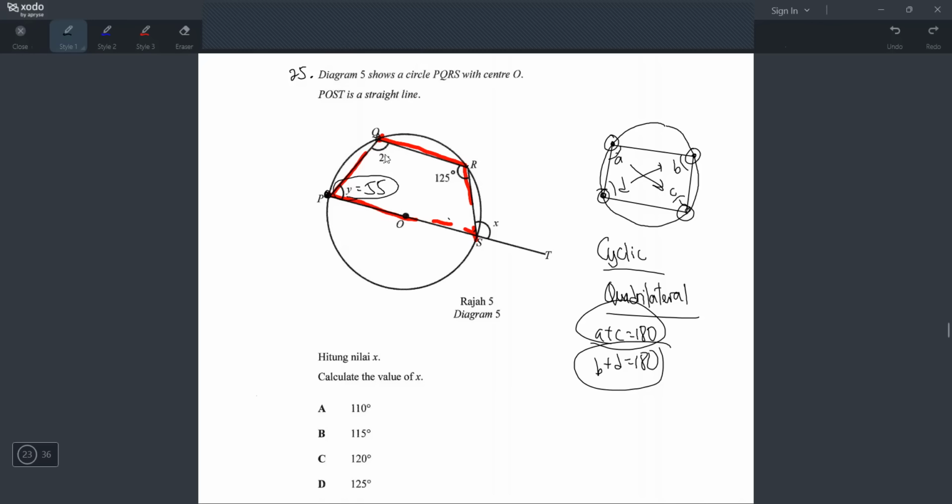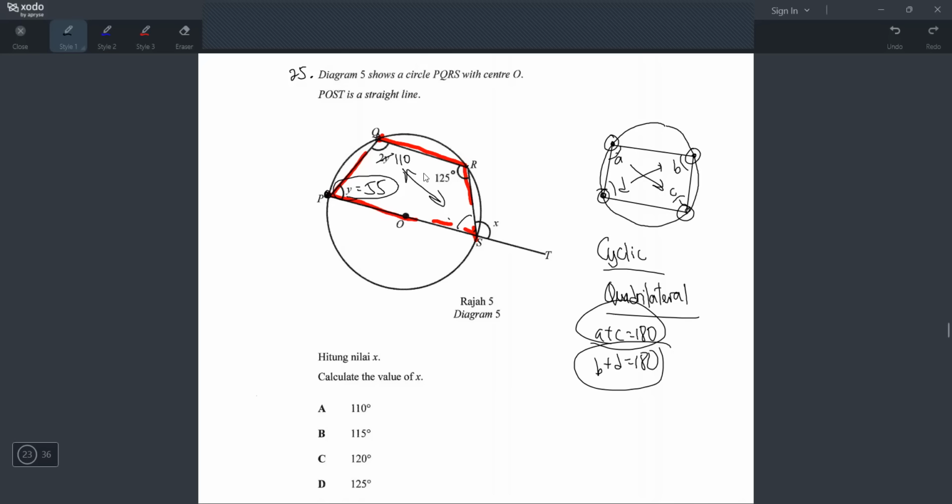Okay, if I know the y is 55, it means I know this angle already, because this angle is 2y. So I can just take 2 times 55 and get 110, right? Because this y and this y are the same y, so it's the same 55. So 55 times 2, I press the calculator, is 110. And now I can get this angle.